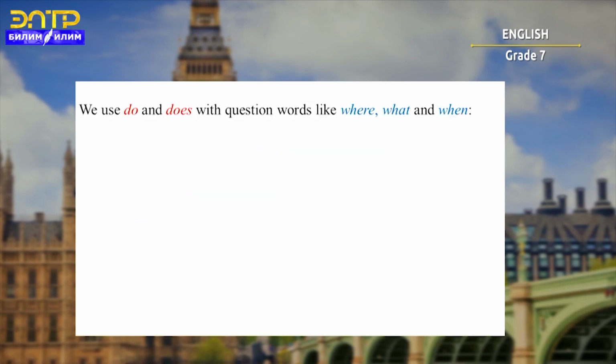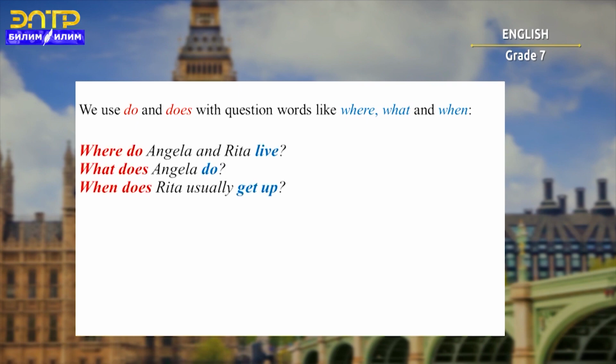We use do and does with question words like where, what, and when. For example, where do Angela and Rita live? What does Angela do? When does Rita usually get up?